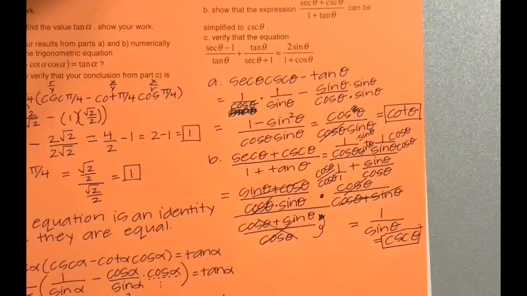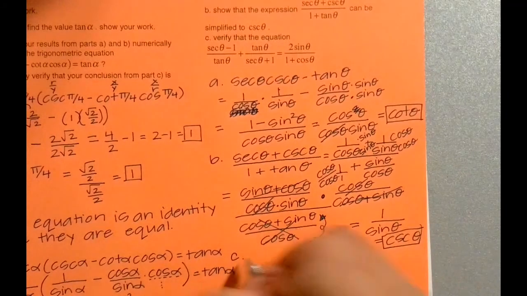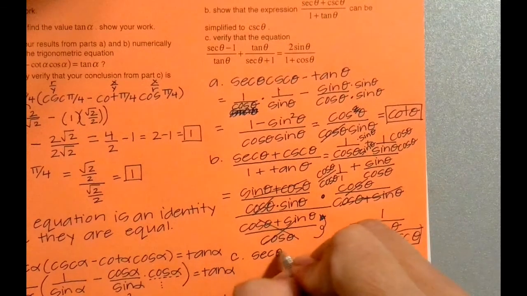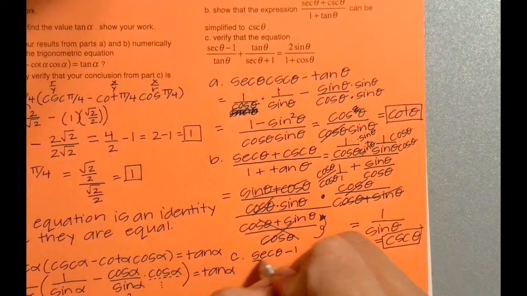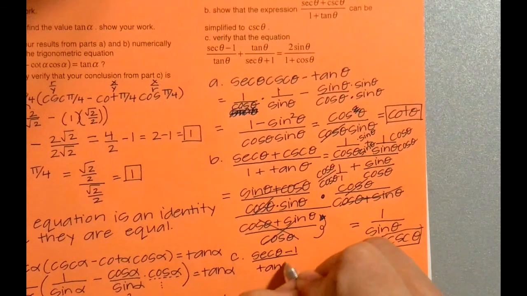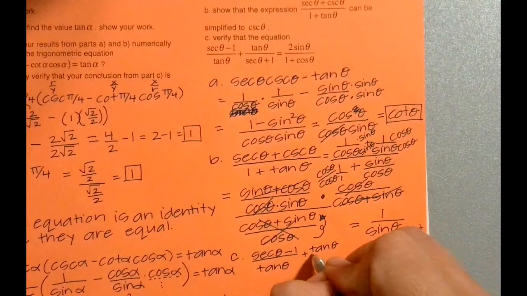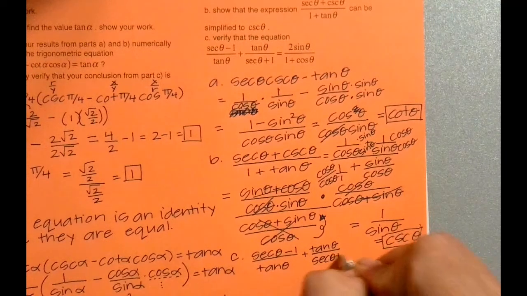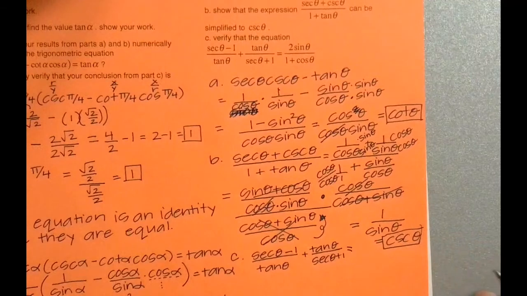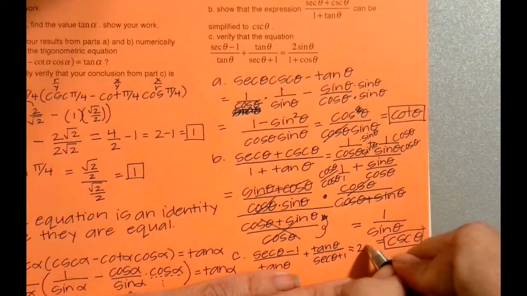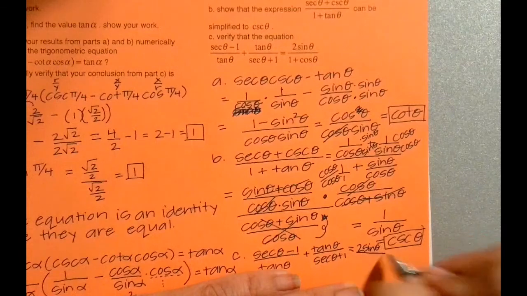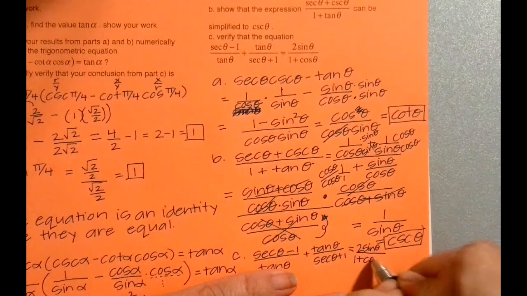Now, part C actually asks us to verify the equation. So if it asks us to verify the equation, then we have to write both sides. So secant theta minus 1 over tangent theta plus tangent theta all over secant theta plus 1 equals, gotta go sideways, 2 sine theta all over 1 plus cosine theta.